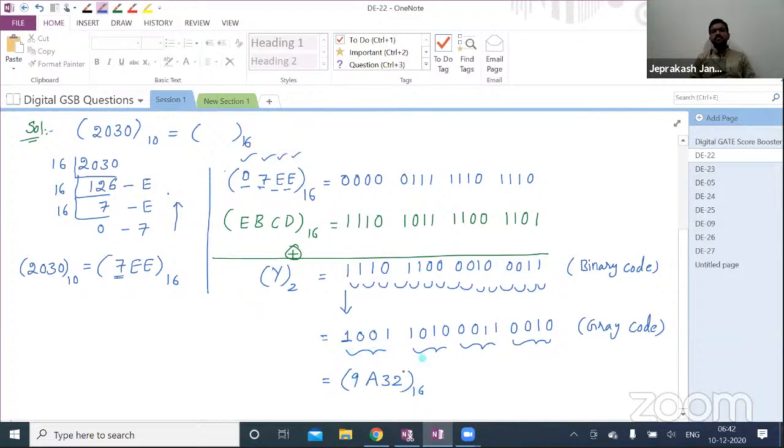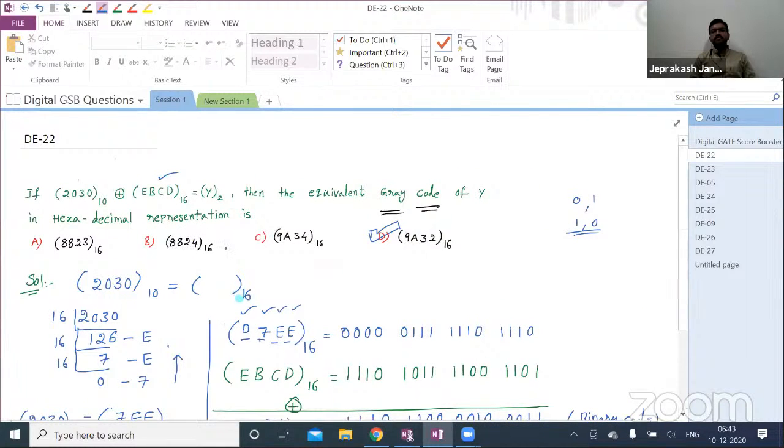1001 is nothing but 9, 1000 is 8, 0011 is 3, 0010 is 2. 9832 base 16. So that means option D. Option D is the correct one. Right. So here we have solved the question completely.